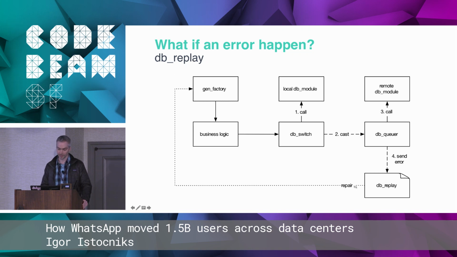Inside that log, we had a loop that would check if there is anything new in that log that would send a repair message to Gen factory. Now, what is actually a repair message? How do we do repair?